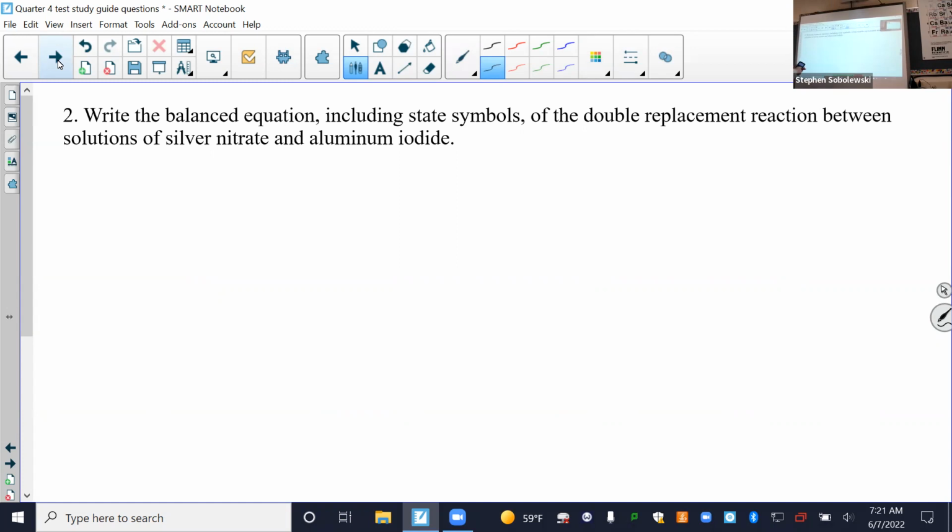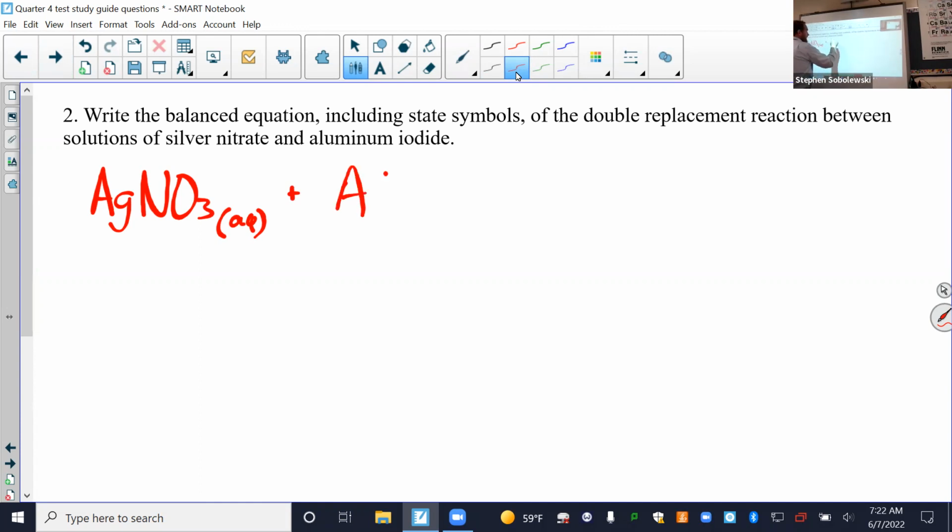All right, number 2, balanced equation, including state symbols, of the double replacement reaction between solutions of silver nitrate and aluminum iodide. So a bit of naming practice, a bit of formula writing practice. Silver nitrate is going to be AgNO3. In this video, I'm assuming you know how to do your naming, so I'm not going to do step-by-step naming. If you need that, there are worksheets and videos on that. Aluminum iodide is AlI3, and since these are both solutions, I put aqueous next to both of them.